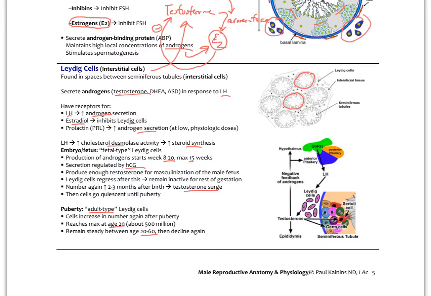Again, the primary stimulation for estradiol release from the Sertoli cells is FSH from the anterior pituitary, and the primary stimulator for androgen release from the Leydig cells is LH from the anterior pituitary.